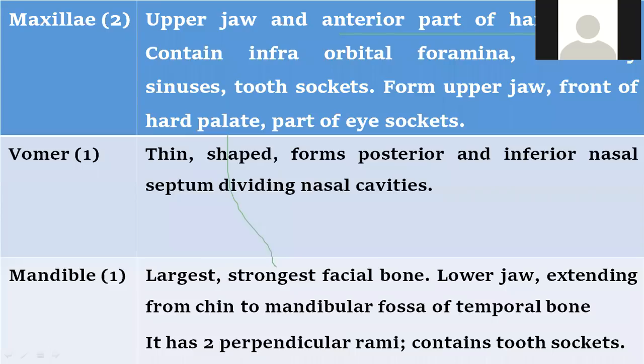Now, having discussed the bilateral bones of the face, we have two singular, that is single bones, and one of them is the vomer bone. Vomer is one, it is thin, and it forms the posterior and inferior nasal septum, dividing nasal cavities.